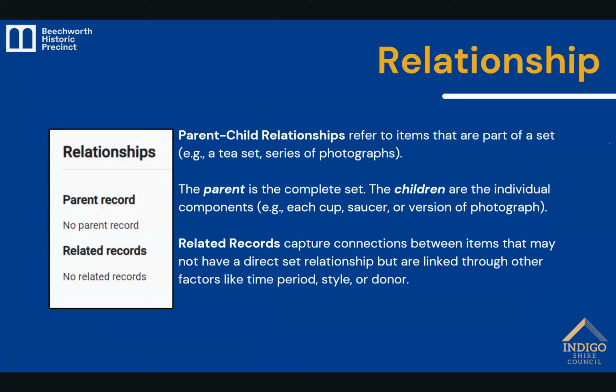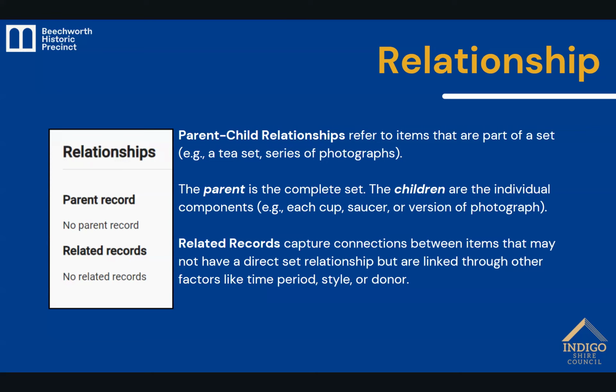So first, we've got relationships. This is something that is used in different ways by different institutions, but generally speaking, you'll have a parent record and a child or children records. An example of this would be a tea set in a collection. The tea set as a whole would be the parent, and then each individual part, so the teapot, the cups, the saucers, would each be their own child record or child item.